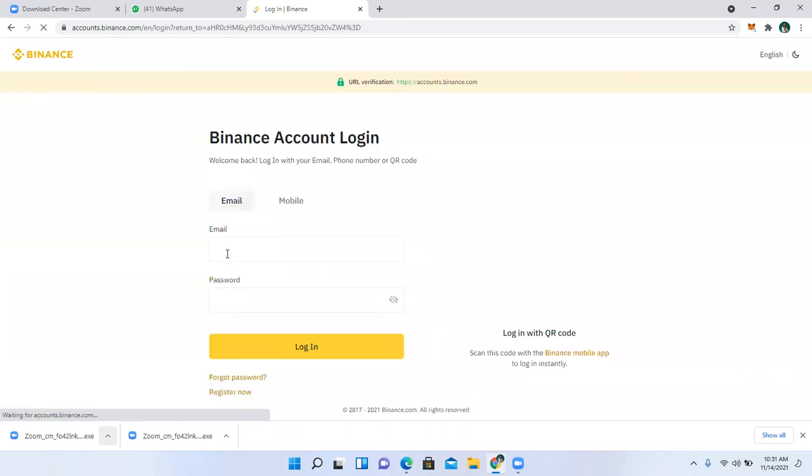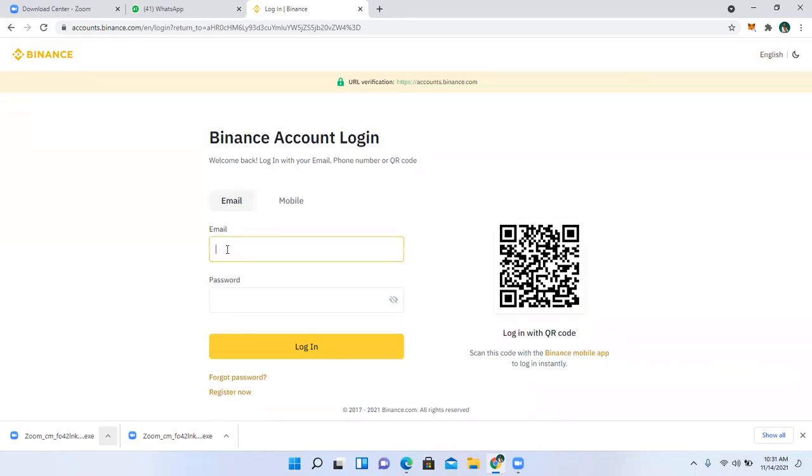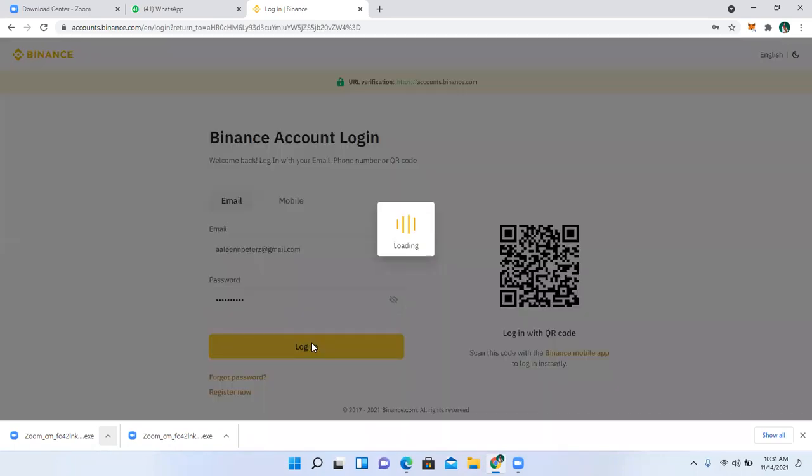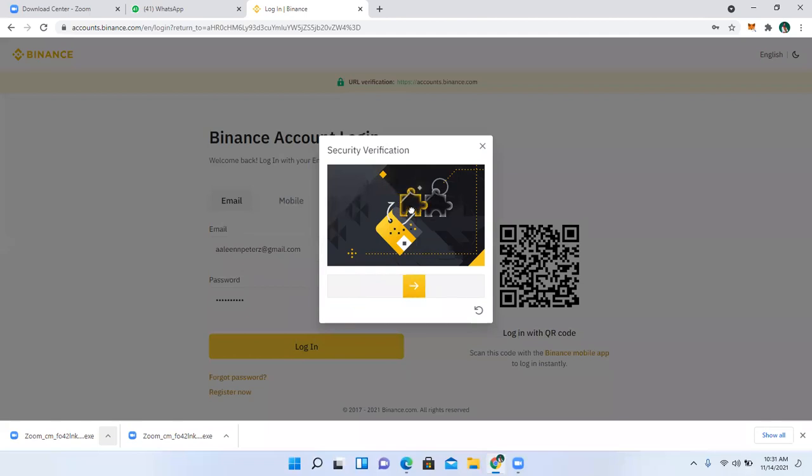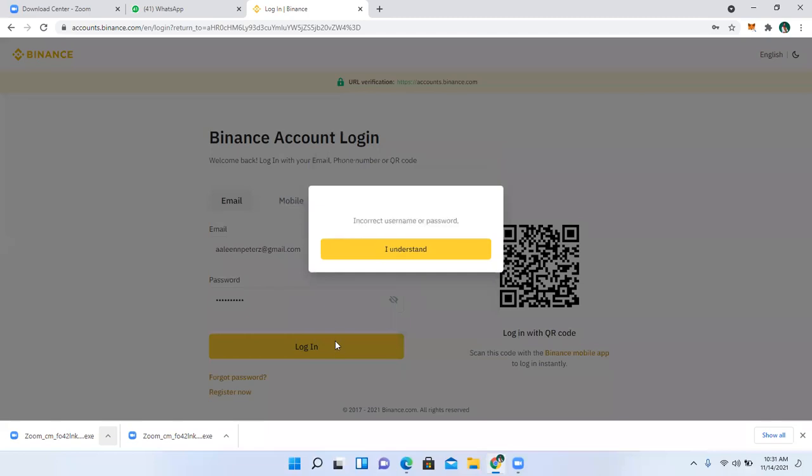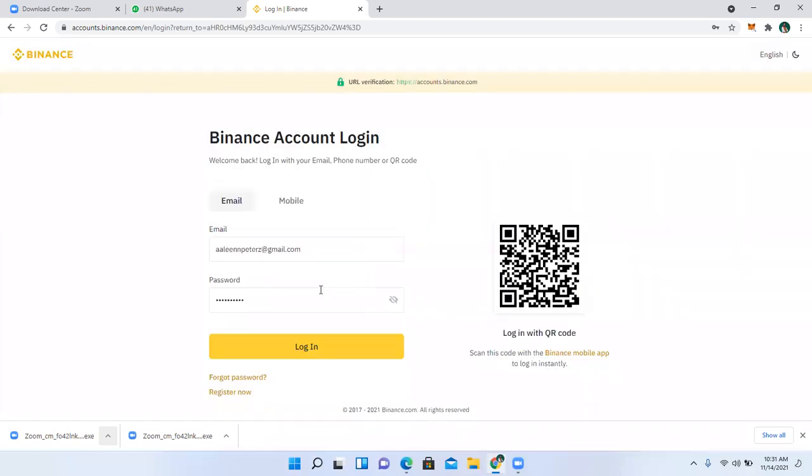So what you just need to do is to register, then log in. I'm trying to sign in. I already have an account, so I won't register now. It's just a normal registration process. So I'll just try to sign in right now. Okay, what is my password again? You do the normal verification process. Okay, they're telling me my username and password is incorrect. Okay, I think I know what I missed.